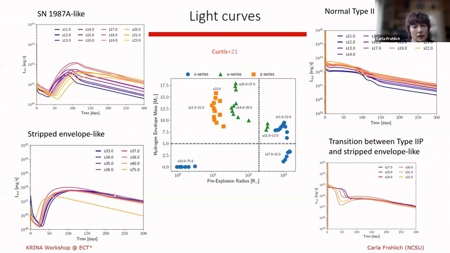Bottom left, you have your typical stripped envelope light curves that are kind of like the 87A, but they're much broader peak here in their peak luminosity. And then there's sort of these transition models that we show on the bottom right that are kind of in between the type 2Ps and the stripped envelopes. So we can predict, again, ensembles of light curves that can be compared against observed ensembles of light curves.